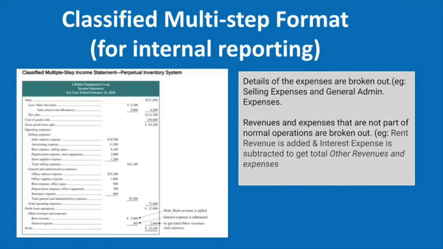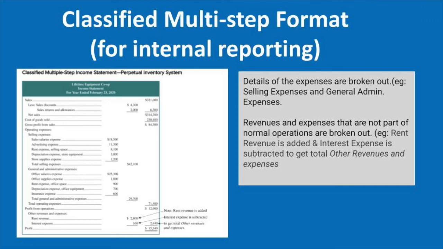What you're going to see, for example, is that sales are recorded at the top, less any discounts or returns. We record what we have there, and that will give us net sales. From net sales, we subtract our cost of goods sold, and that will give us our gross profit.